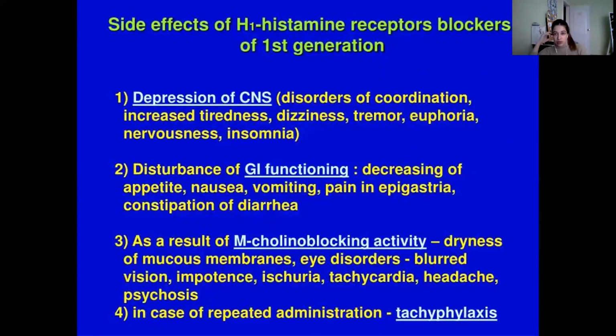The side effects of the first generation H1 receptor blockers are that they can depress the CNS. Also, they can a little bit disturb the GIT functioning, and they also have M-cholinergic blocking activity. Because of that, we can have dryness of mucous membranes, eye disorders like blurred vision, impotence, dysuria, tachycardia, headache, psychosis, and so on. This is rare, but sometimes it happens, and tachyphylaxis.